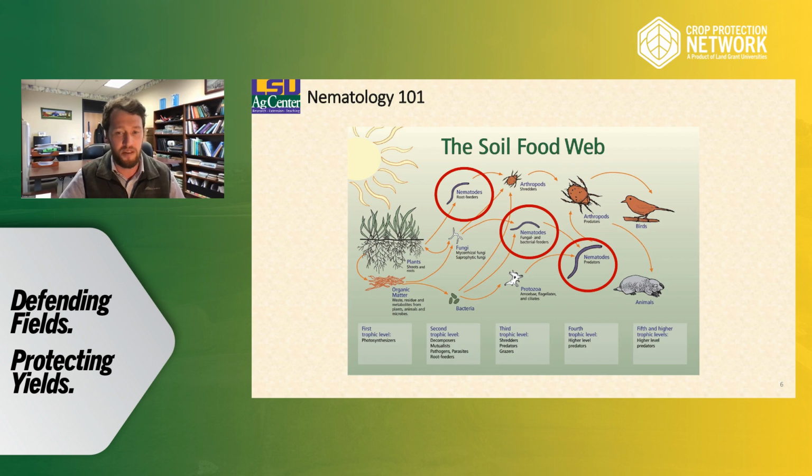We even have nematodes that feed on other nematodes. That'd be up at our fourth trophic level. And this creates this top-down regulatory force on the entire soil food web and keeps any of these individual components from getting out of hand, such as our plant parasitic nematodes.